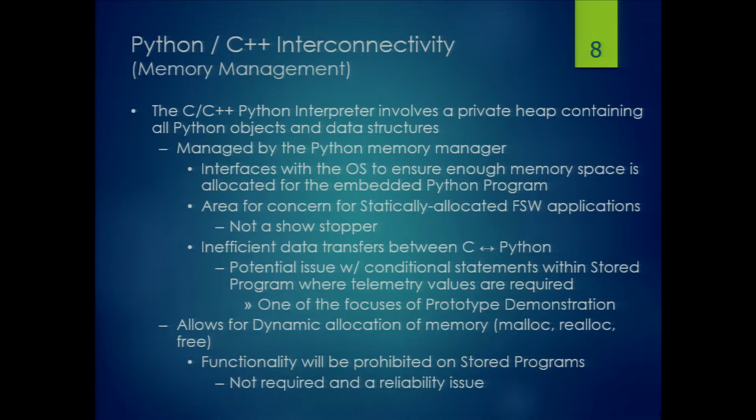If you want to pass data between C and Python, the API even acknowledges it's kind of inefficient. This doesn't really impact us because I'll show you in a sec how we're going to transfer data between the system and the stored program, the Python stored program scripts. But we do want to focus on this to see exactly how limited it is.